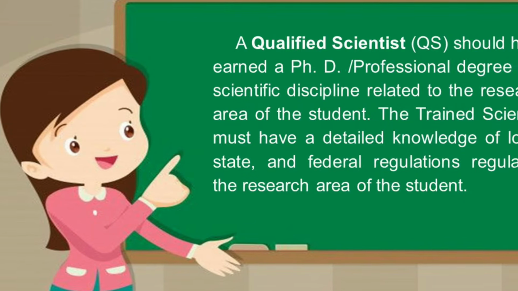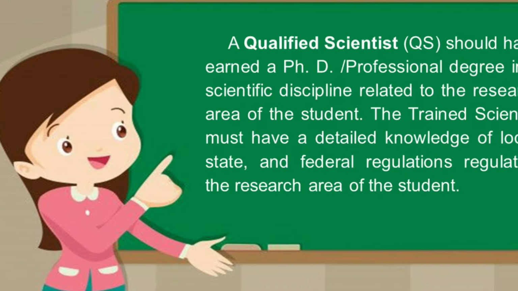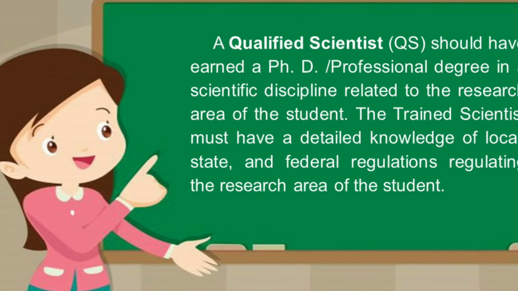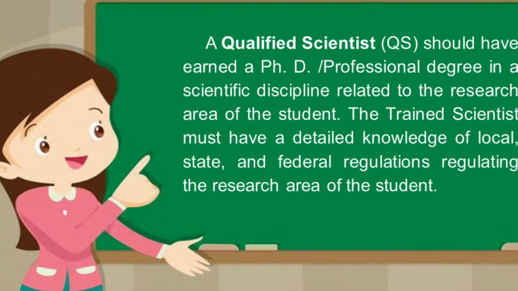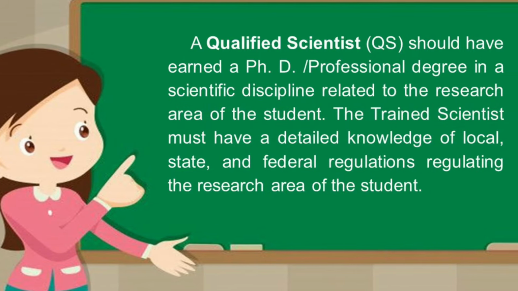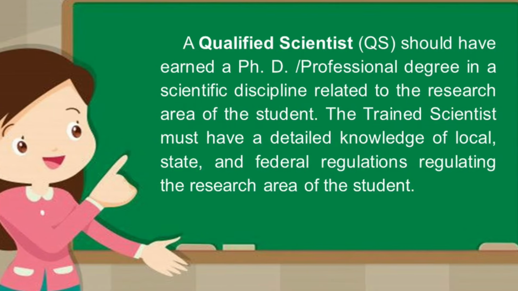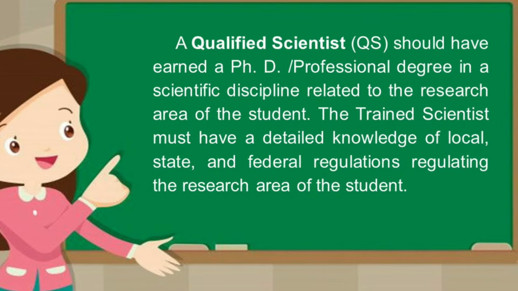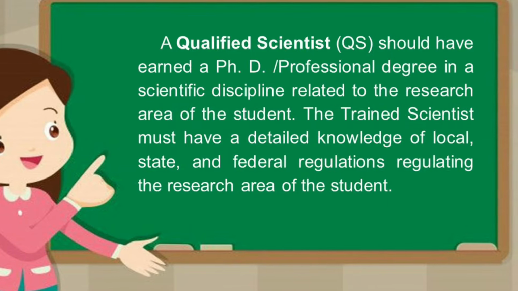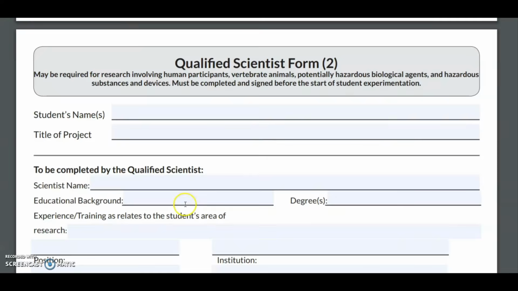What is a qualified scientist? Qualified scientists or QS should have earned a PhD or professional degree in a scientific discipline related to the research area of the student. The trained scientist must have a detailed knowledge of local, state, and federal regulations regulating the research area of the student.